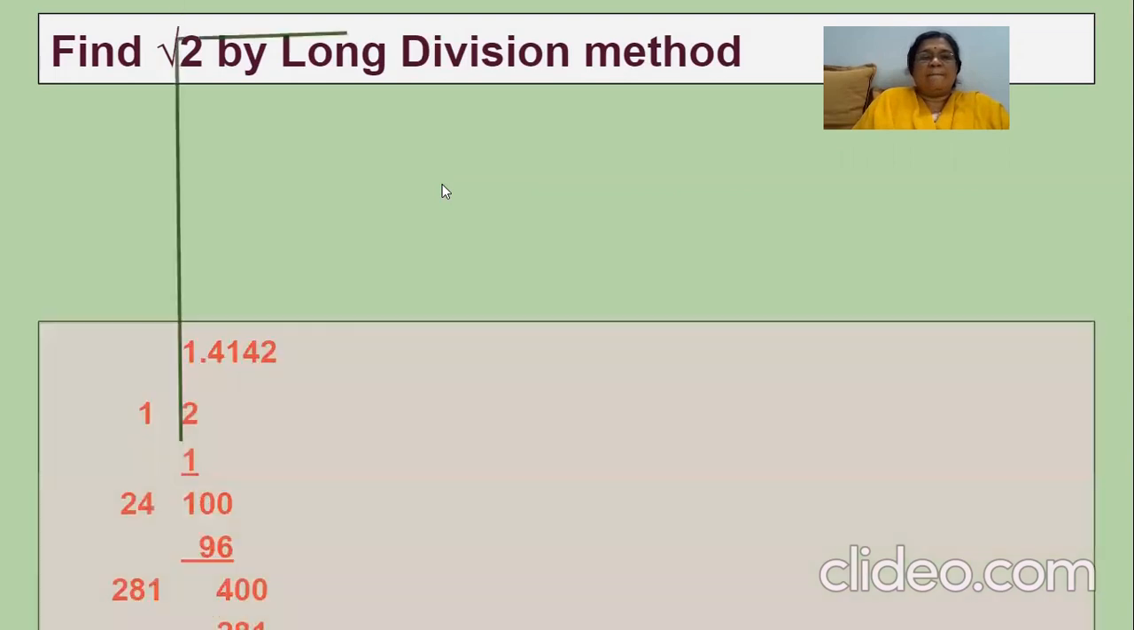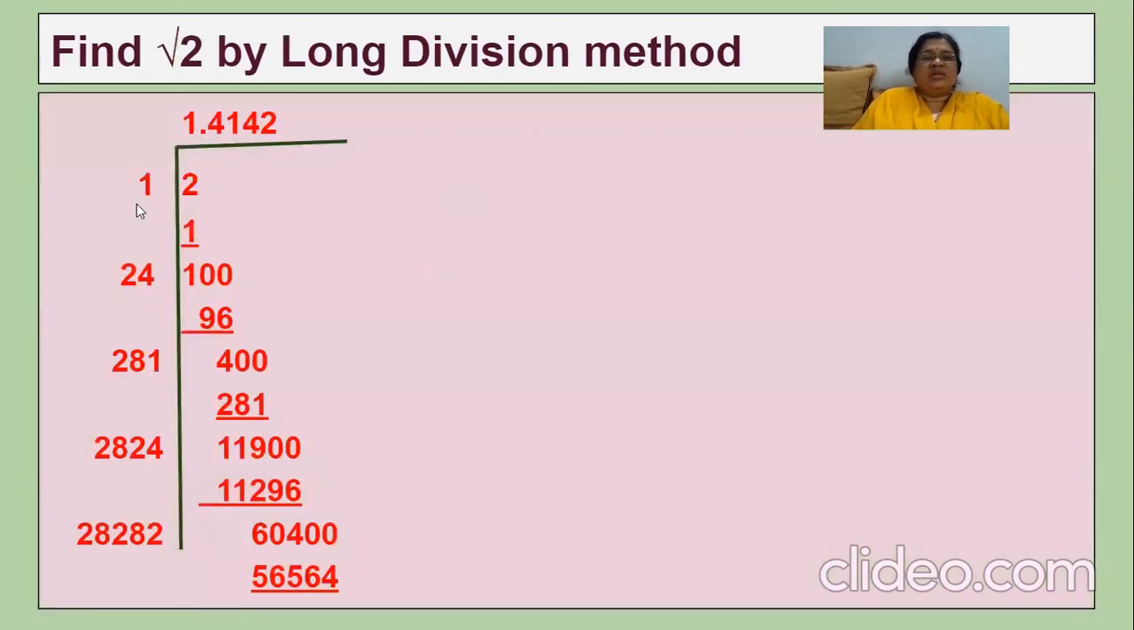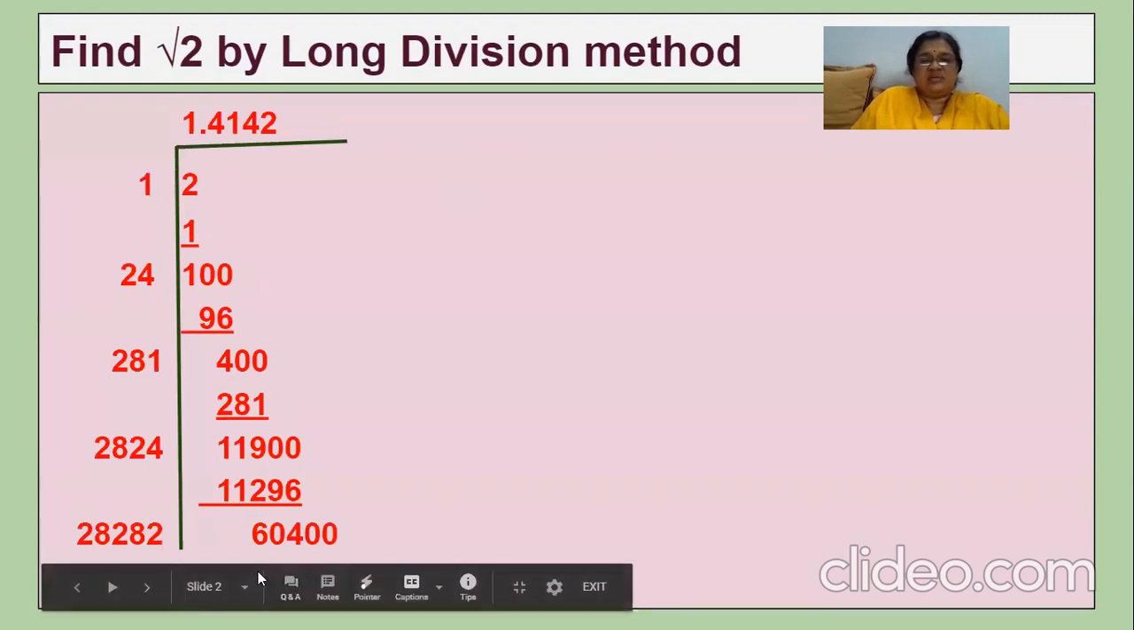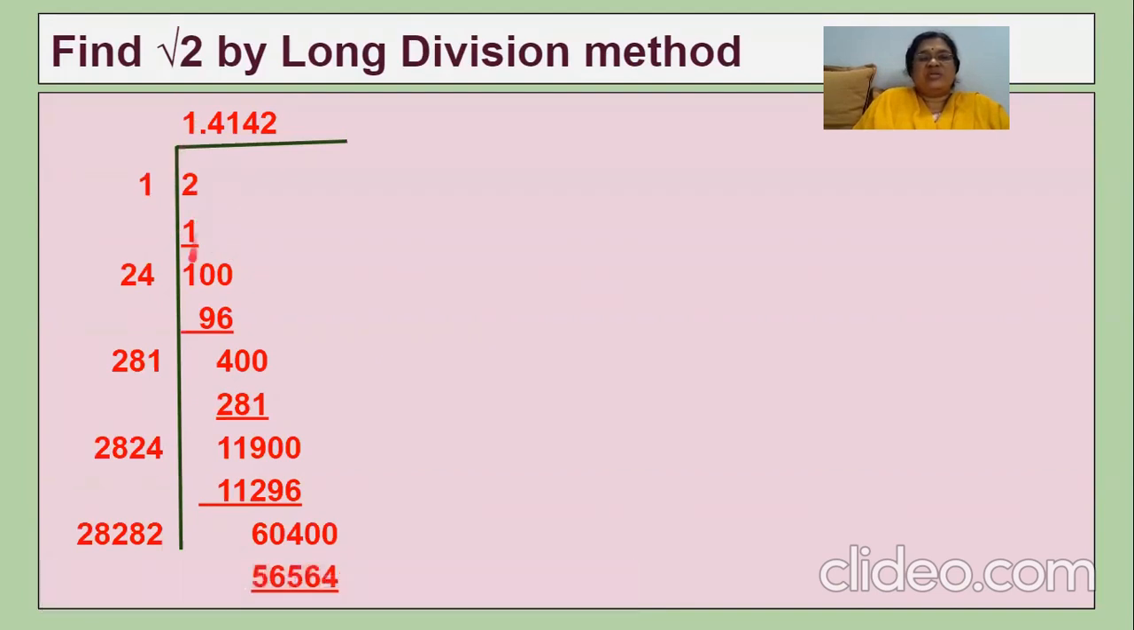See here, root 2. This is just like ordinary division only. For this, you have to take like this. 1 ones are 1. So for root 2, 1 ones are 1, you have to put like this. When you subtract 1 from 2, you will get 1 as an answer.